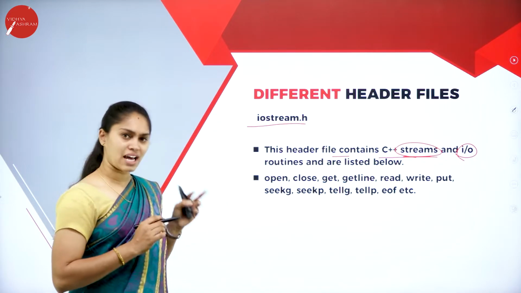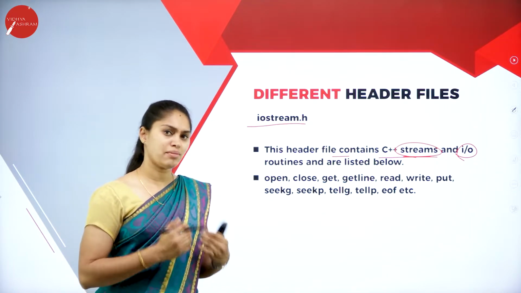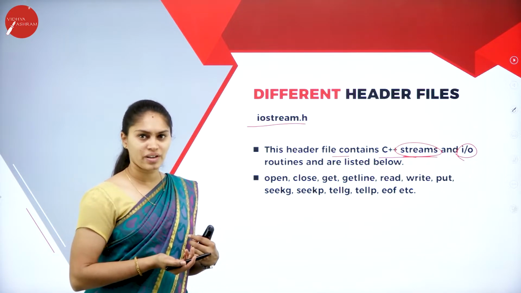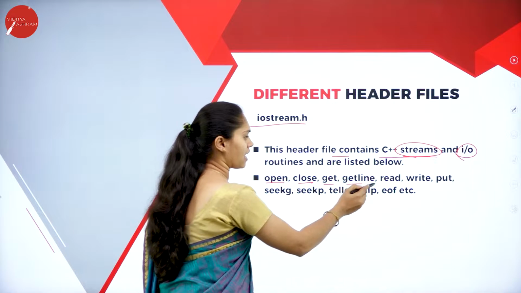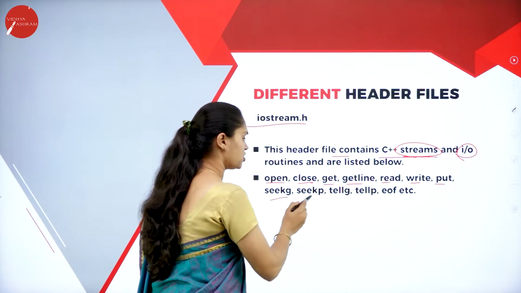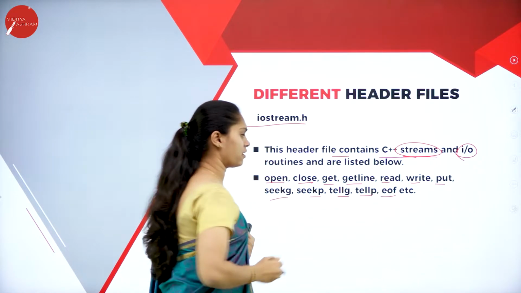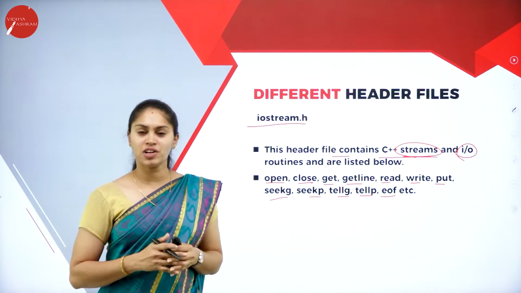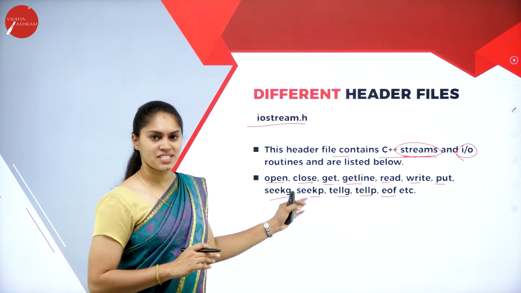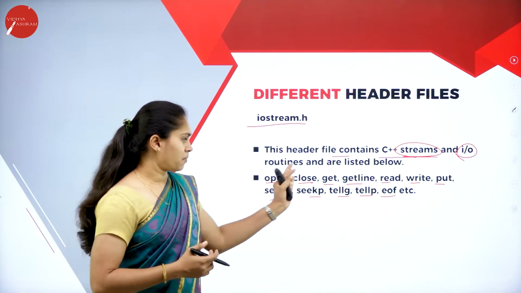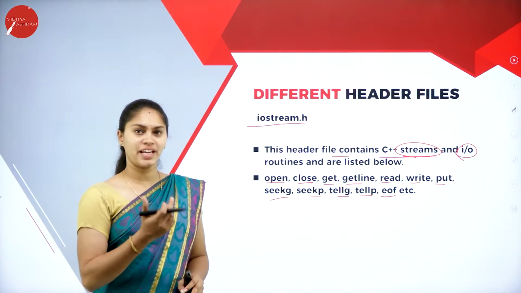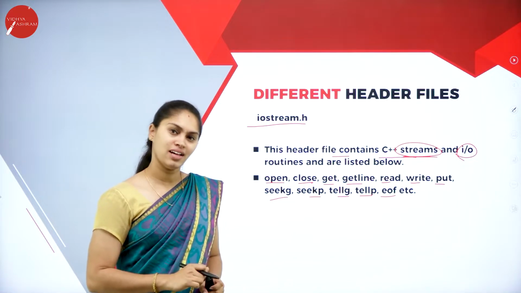So if I'm having this iostream.h header file in my program, then what are the functions we can include? It may comprise open, close, getline, read, write, put, seekg, seekp, tellg, tellp, eof. Okay, so as of now, just remember all these names which are related to this iostream.h header file. If I wanted to explain each keyword here, each keyword has a specific meaning to the compiler.